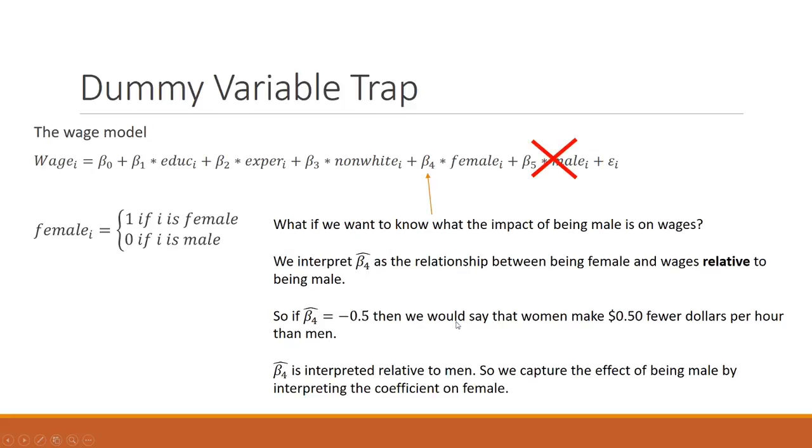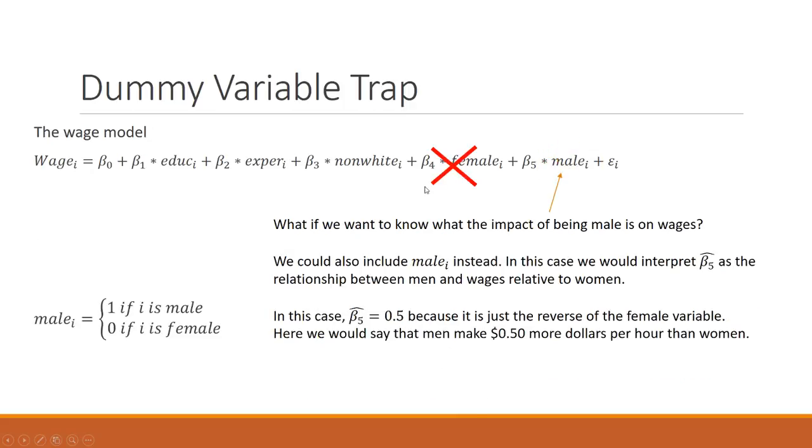All right, so this is a measurement. This is a value that is relative to men. So beta 4 hat is interpreted relative to men. So we capture the effect of being male by interpreting the coefficient on female.